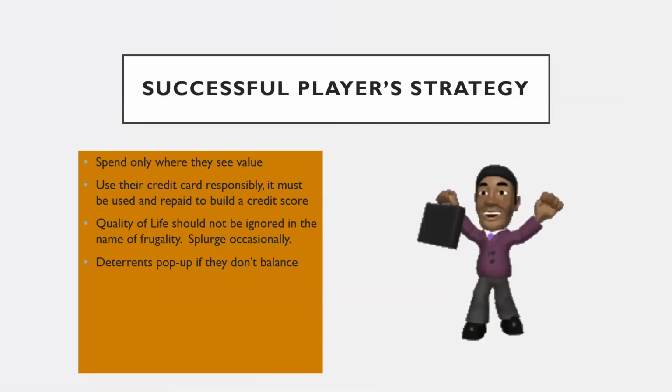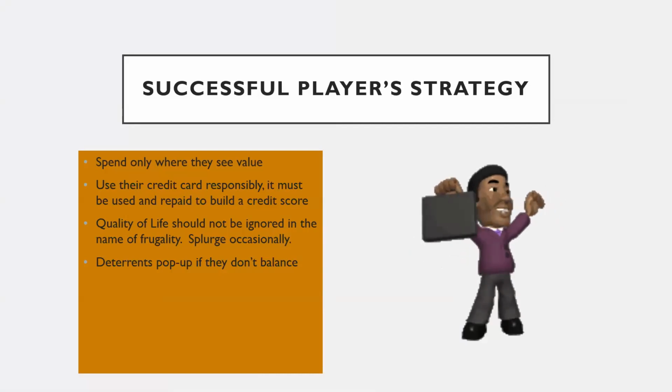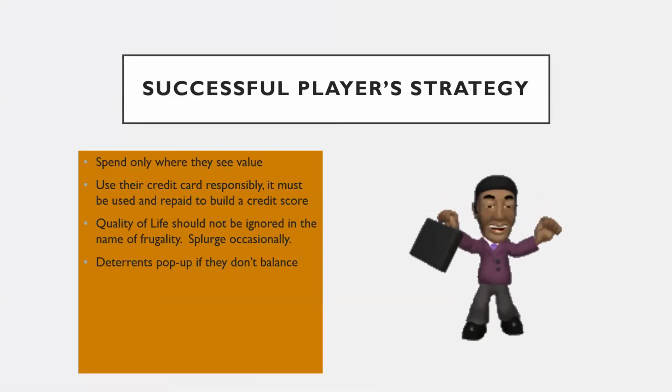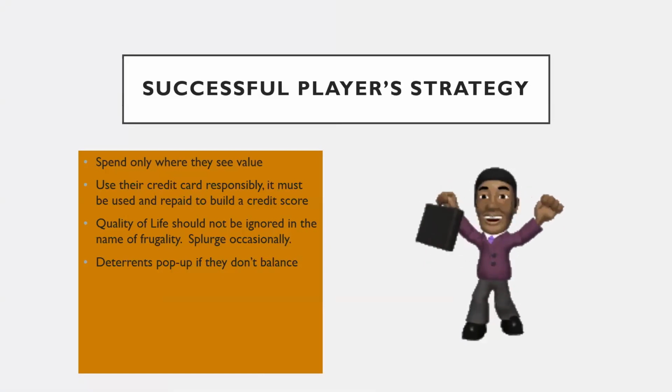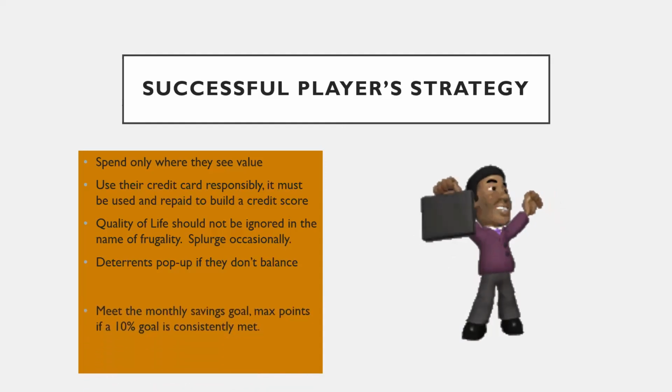On occasion, if I was socializing too much, all of a sudden my inebriated friends would knock my dishes all over the floor. It didn't say inebriated, but I'm just assuming. They would knock my dishes all over the floor, and I'd have to buy new dishes. So these are some of the deterrents that pop up if you're not in balance.